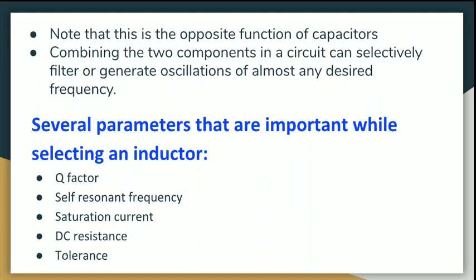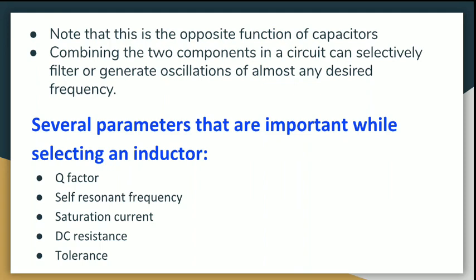Fourth one is DC resistance. DC resistance refers to the resistance inherent in the metal conductor of the inductor and it can be modeled as a resistor in series with the inductor. DC resistance is an important parameter in DC to DC converter design as the resistance leads to losses, thus reducing the efficiency.